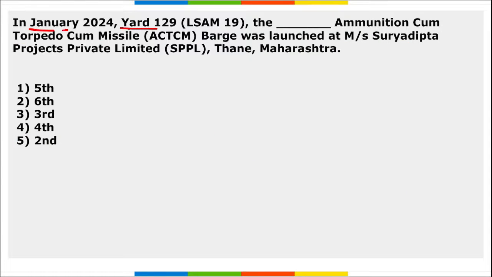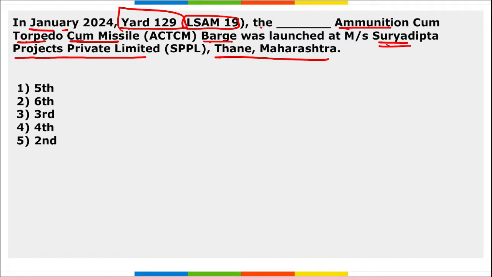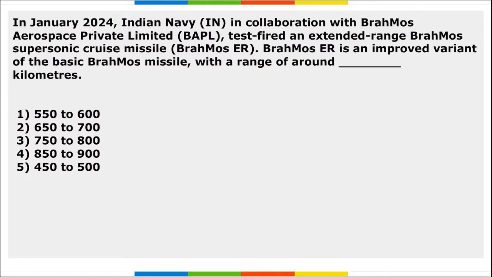Next, in Jan, Yard 129, that is LSAM 19, the fifth ammunition cum torpedo cum missile barge, was launched at Suryadipta Projects Private Limited at Thane, Maharashtra. This barge was built by the Thane-based MSME, Suryadipta Projects Private Limited, right? So the right option here is option 1.